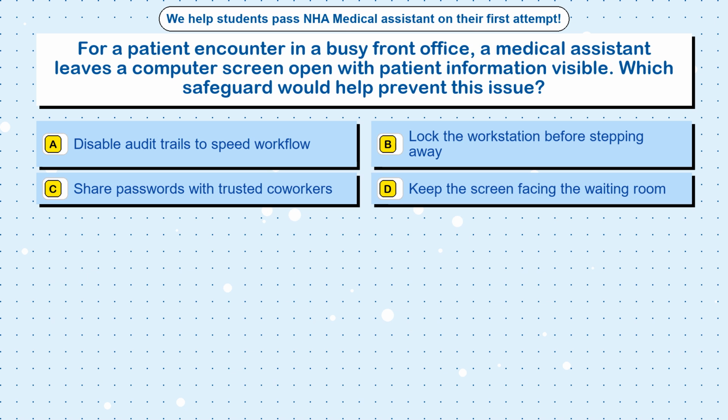Question 100. For a patient encounter in a busy front office, a medical assistant leaves a computer screen open with patient information visible. Which safeguard would help prevent this issue? Option A. Disable audit trails to speed workflow. Option B. Lock the workstation before stepping away. Option C. Share passwords with trusted co-workers. Option D. Keep the screen facing the waiting room.